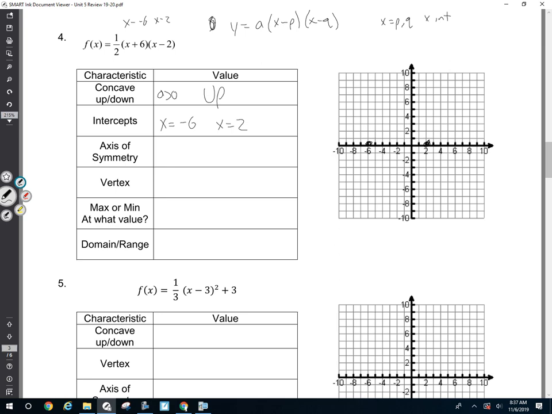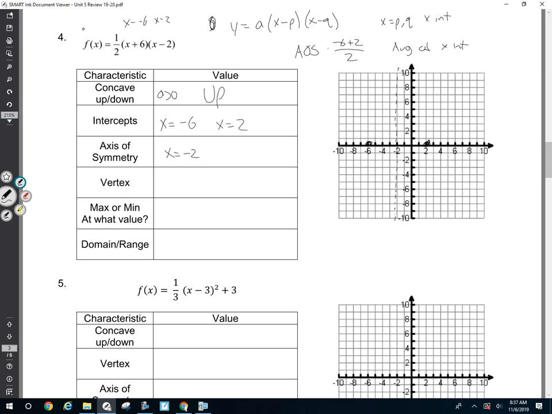Now, the axis of symmetry, this is very important, okay? So the axis of symmetry is the midpoint, or the average between p and q. So we take negative 6, we add 2, divide by 2. It's the average of our x-intercepts, or our midpoint. Midpoint, same as the average. So negative 6 plus 2 is negative 4, divided by 2 is negative 2. So the axis of symmetry is x equals negative 2. I can see this is going to be smack dab in between 2 and negative 6.